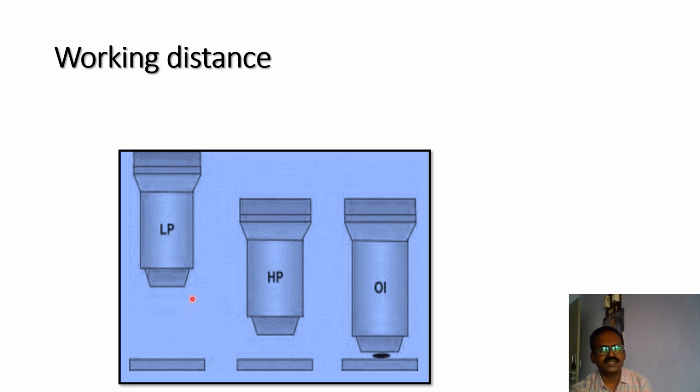Working distance is the distance between the objective lens and the slide. The working distance for the low power objective is 16 millimeter. For the high power objective, it is 4 millimeter. For the oil immersion objective, it is less than 2 millimeter. This working distance helps us to focus the slide and object.